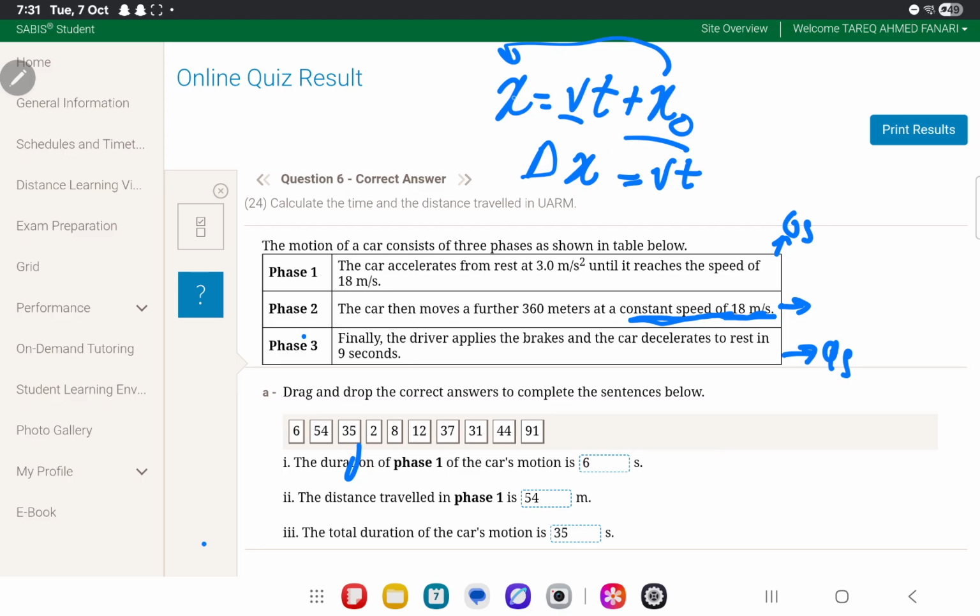Because again, I took x0 to the other side, and you know that delta x is equal to x minus x0, which is the initial. So delta x is equal to vt. So delta x, which is 360, so 360 is equal to 18t. Now, to find t, you divide 360 by 18. It gives you t equals 20. Now, add 20 plus 6 plus 9. You get 35 seconds. Done.